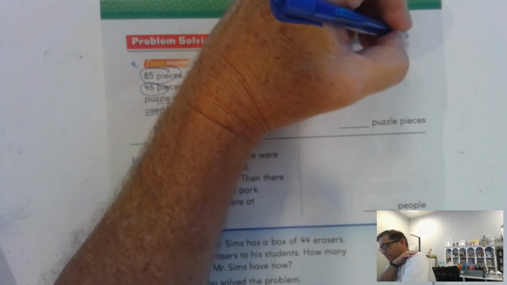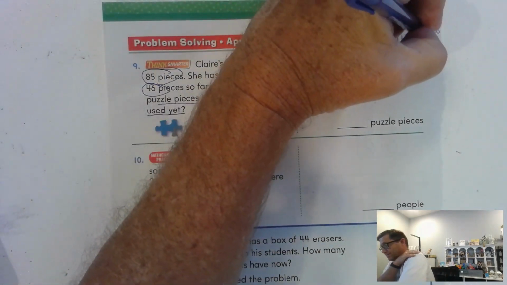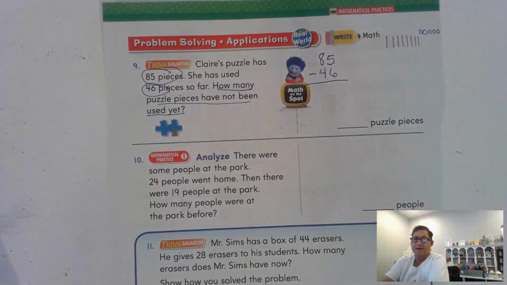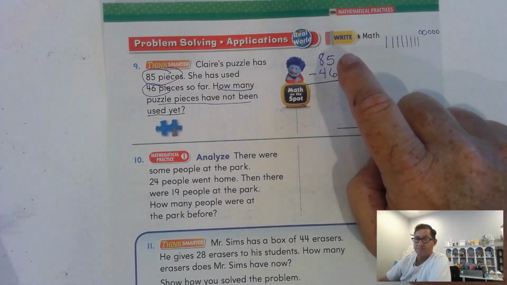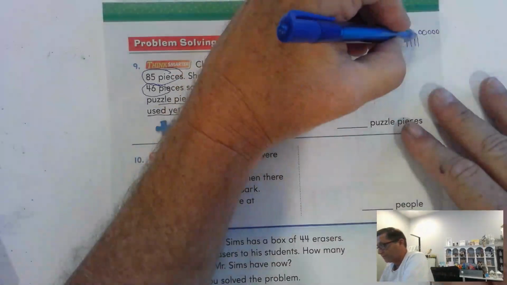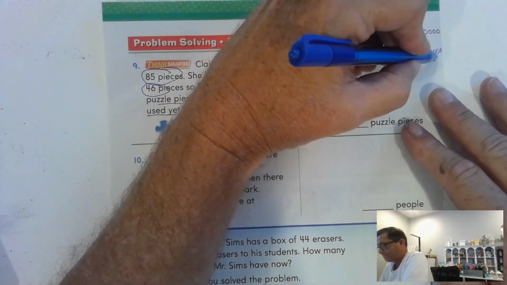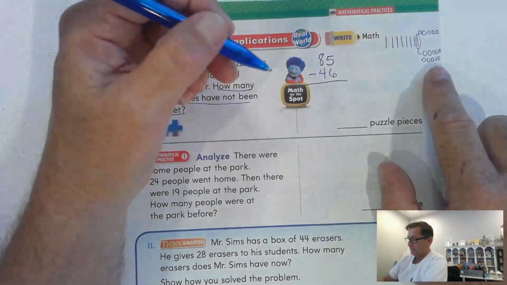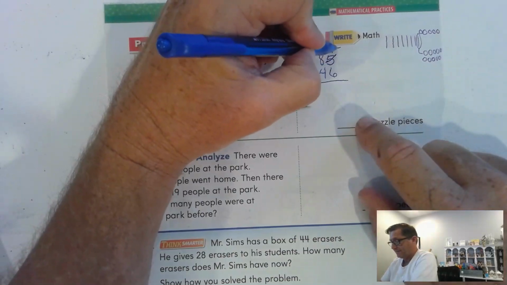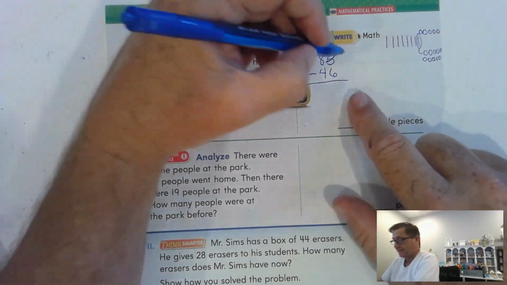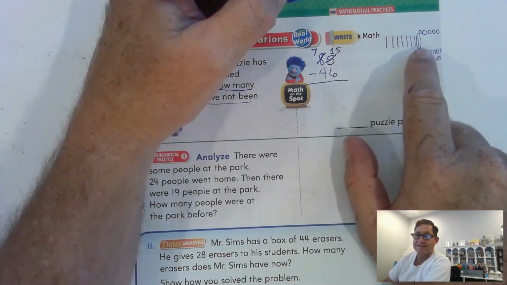1, 2, 3, 4, 5, 6, 7, 8, and 5 ones. All right, so there's our 85, and we have to take away 46. Can I take 6 from 5? No. So we're going to regroup one of the tens for 10 ones. All right. So now, instead of 5 ones, we have 15 ones. And instead of 8 tens, we have 7 tens because we regrouped one of the 8 tens.